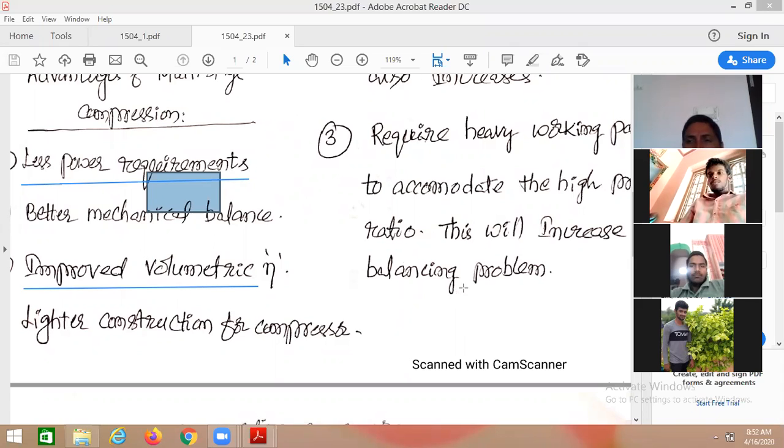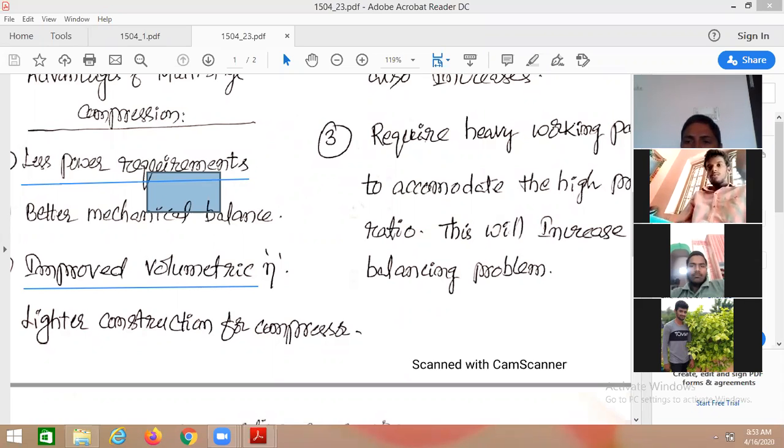If that is not the case, if more fluctuations of power are there, it means a bigger flywheel must be attached. That is an additional burden for the compressor. So keeping all these aspects into consideration, we go for multi-stage compression instead of single-stage compression.